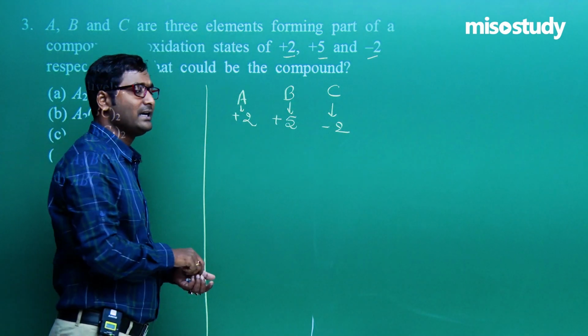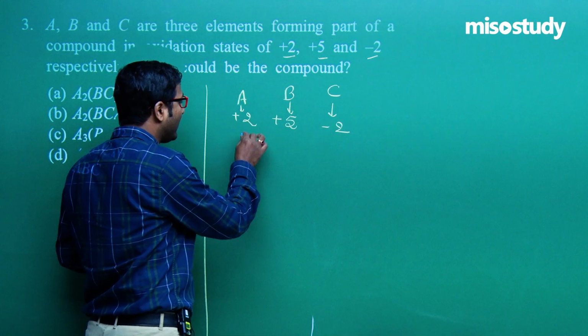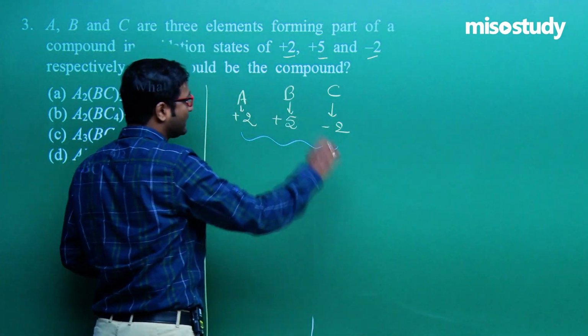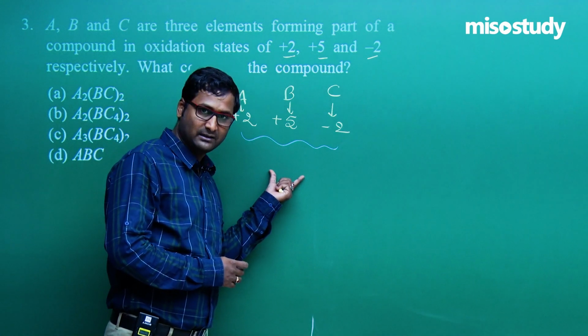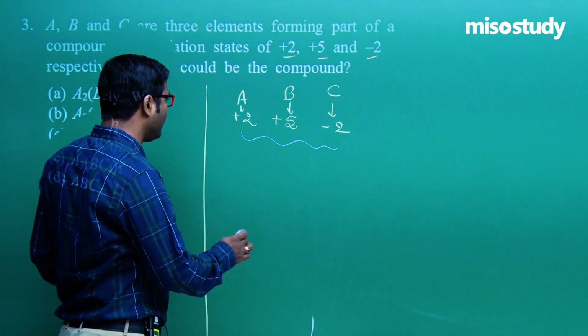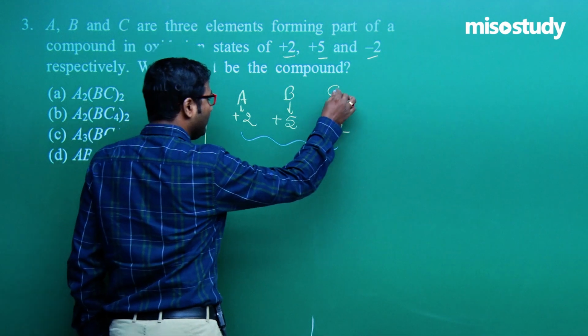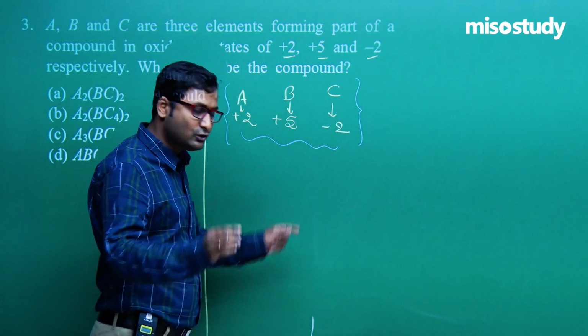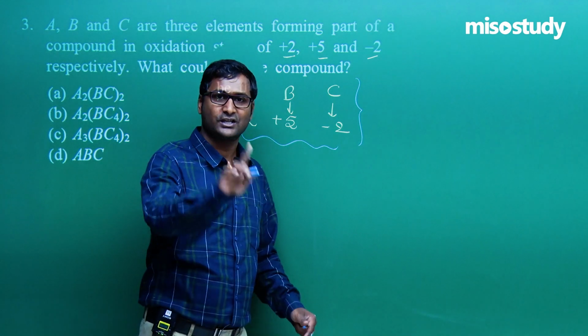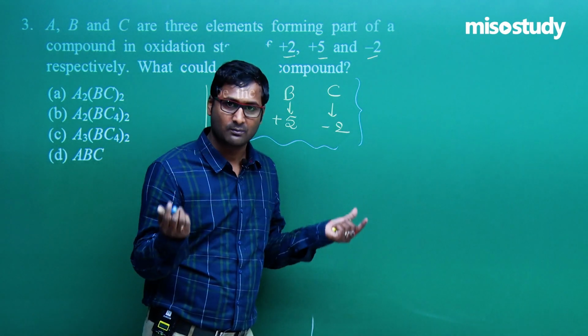This is the question. There are two methods to find out the answer of such question. First of all, that is hit and trial method. What is hit and trial method? As we know, if any compound forms by using A, B and C, the total sum of the oxidation state will be 0. That is the normal theory.